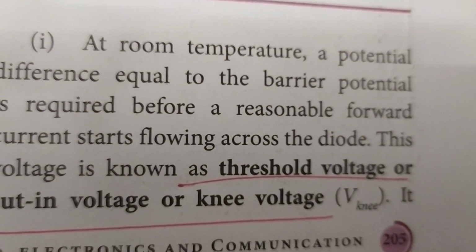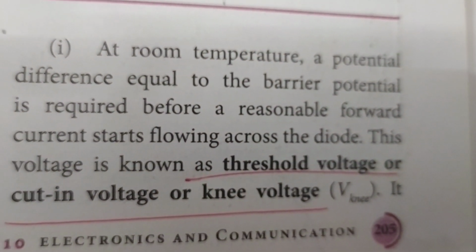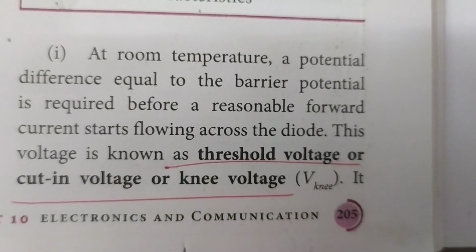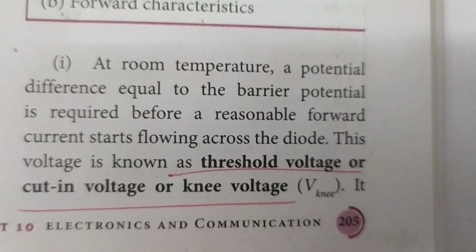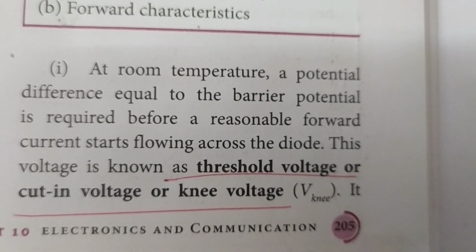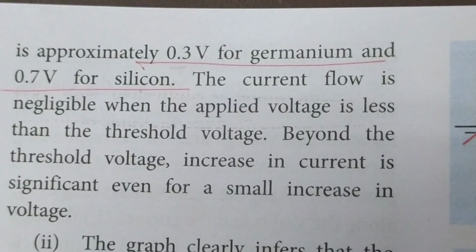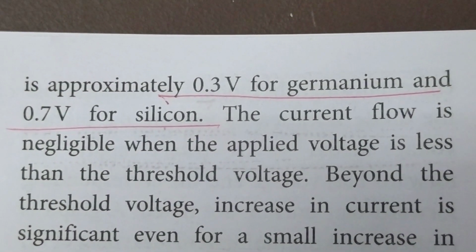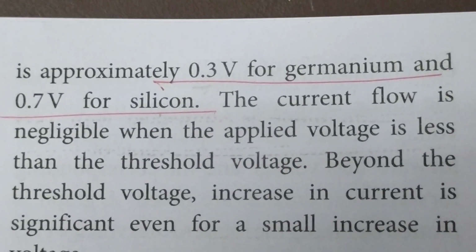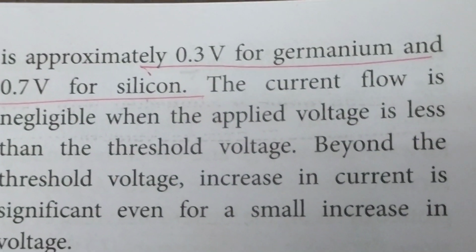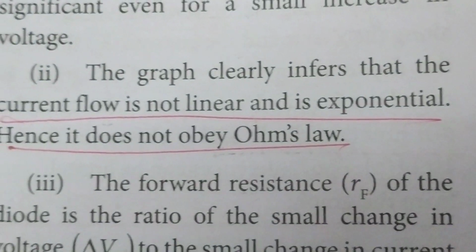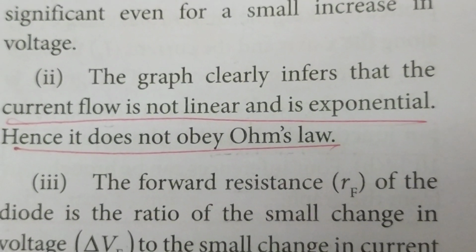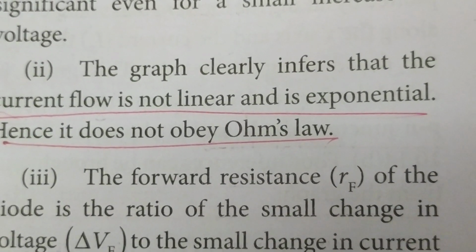So what is knee voltage? At room temperature, a potential difference equal to the barrier potential is required before a reasonable forward current starts flowing across the diode. This voltage is known as threshold voltage or cut-in voltage or knee voltage. So here the barrier potential is 0.3 volt for germanium and 0.7 volt for silicon. And next, when you see the graph, it is not linear, it is exponential in nature, and so it does not obey Ohm's law.